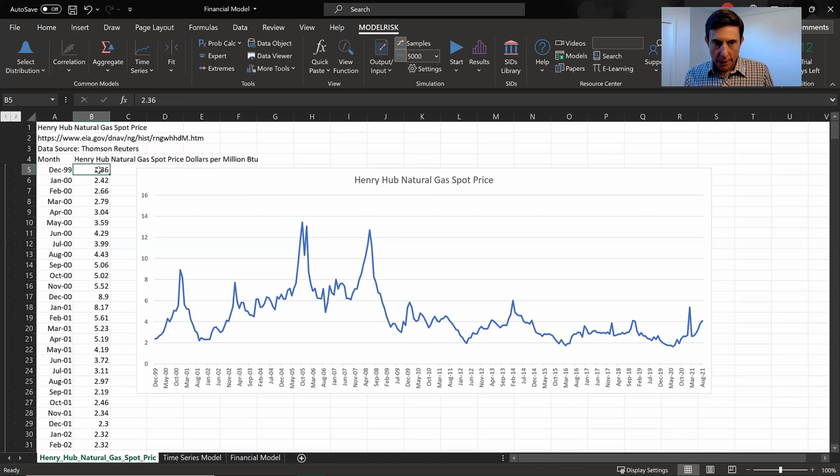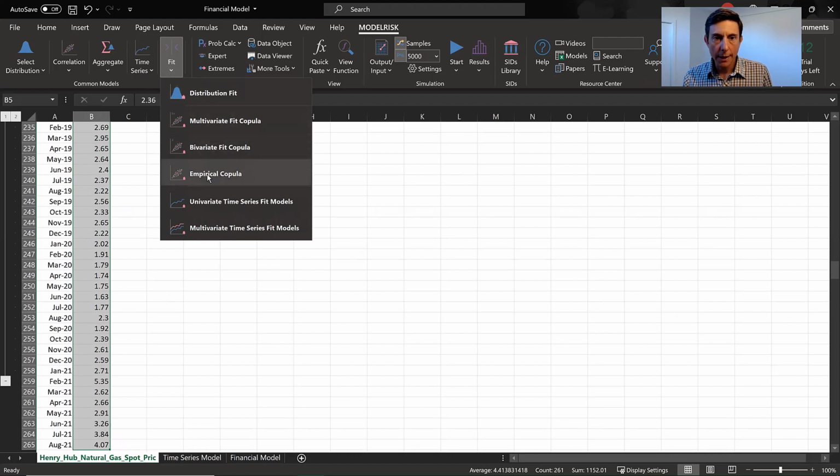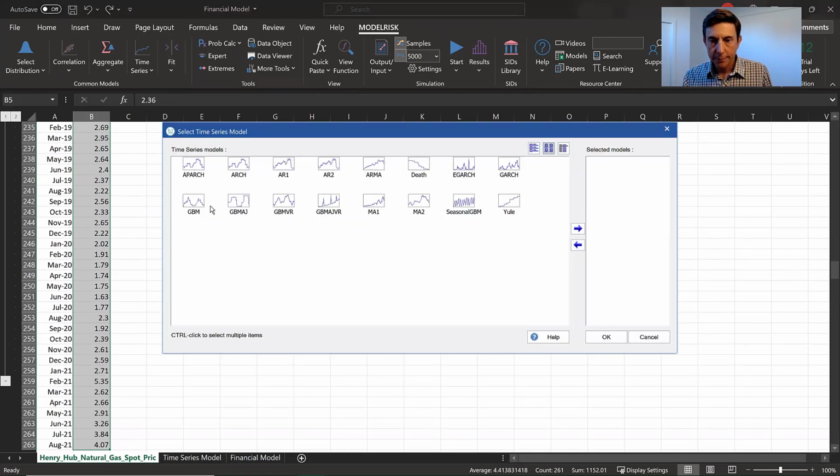And to feed the data, we select the data and we go to fit, and we select univariate time series, and we have several models to choose from. I just selected the entire time series, but I should be selecting only the last 10 years. We can select the autoregressive model, or the geometric Brownian motion model, or the ARMA model, and then run this model and try to see how accurate it is.